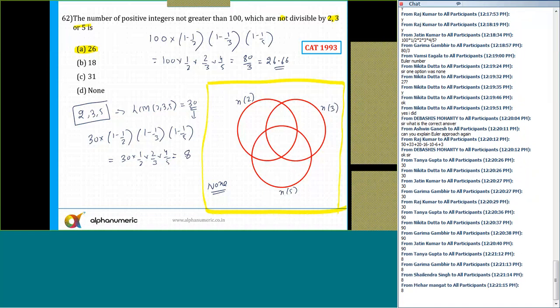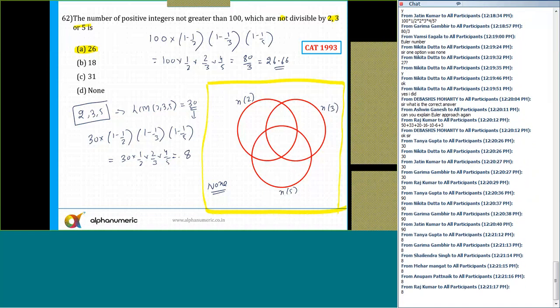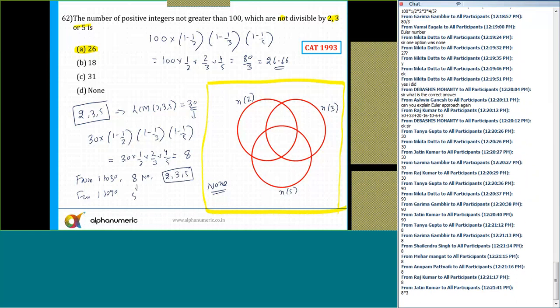So you can say that from 1 to 30, for sure, there are 8 numbers which are neither divisible by 2, nor by 3, nor by 5. So from 1 to 90, there are 3 such groups: 1 to 30, then 31 to 60, and then the last one. There will be 24 numbers, 8 into 3, that is 24 numbers for sure.